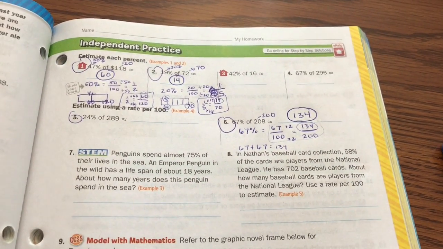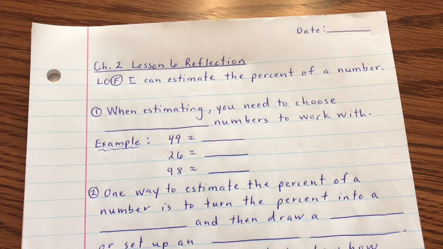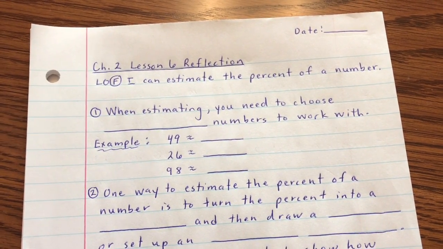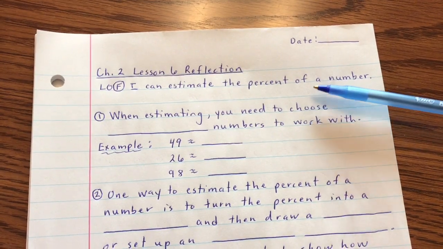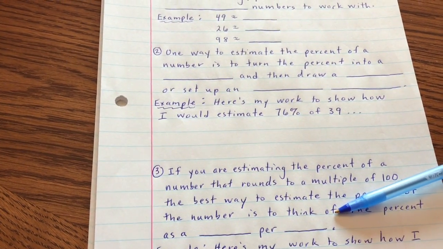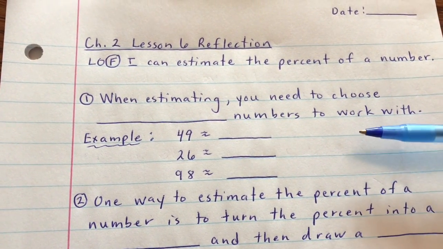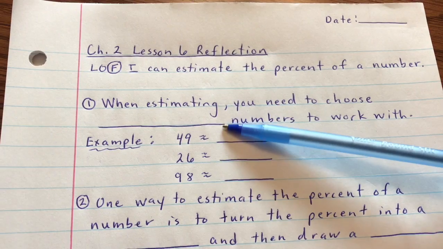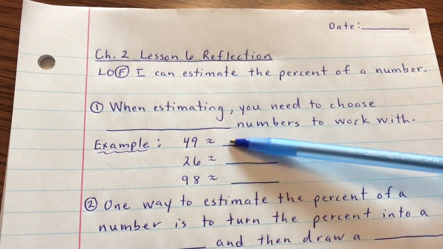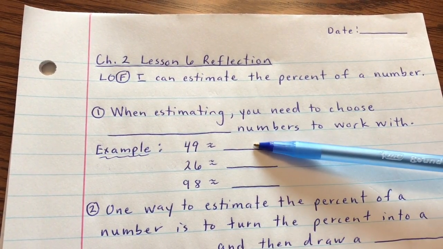Next step, the learning objective reflection. All right, let's take a look at the learning objective reflection for Chapter 2, Lesson 6. Learning Objective F says, I can estimate the percent of a number. Looks like we have 1, 2, 3 parts to this. The first part, when estimating, you need to choose blank numbers to work with. So what kind of numbers did we call that in the book? If you want to look back in the lesson, it was right in the lesson. What kind of numbers do we want to work with?